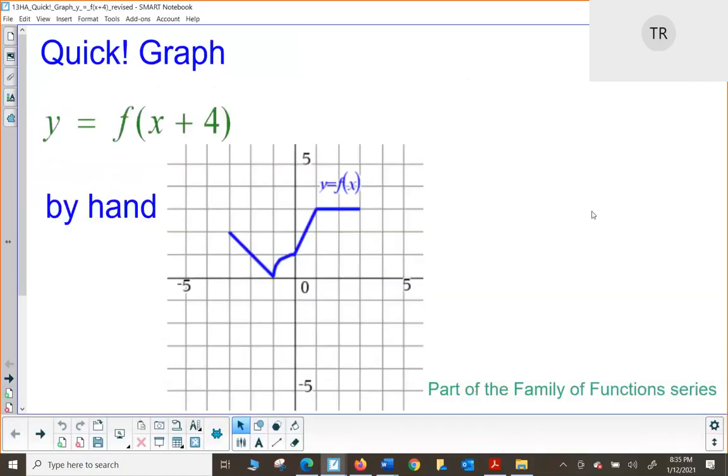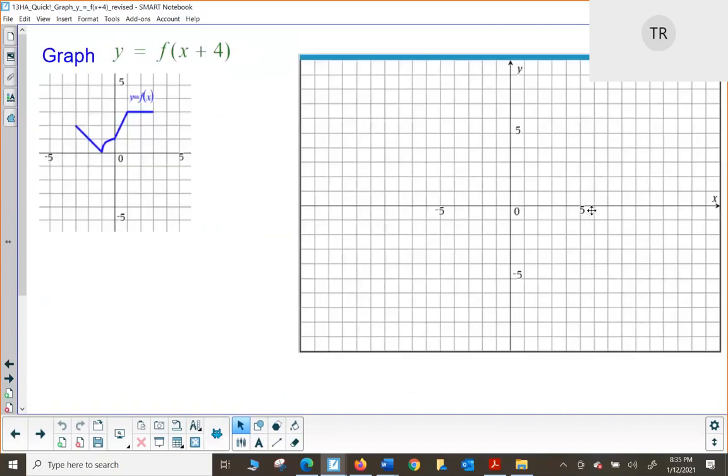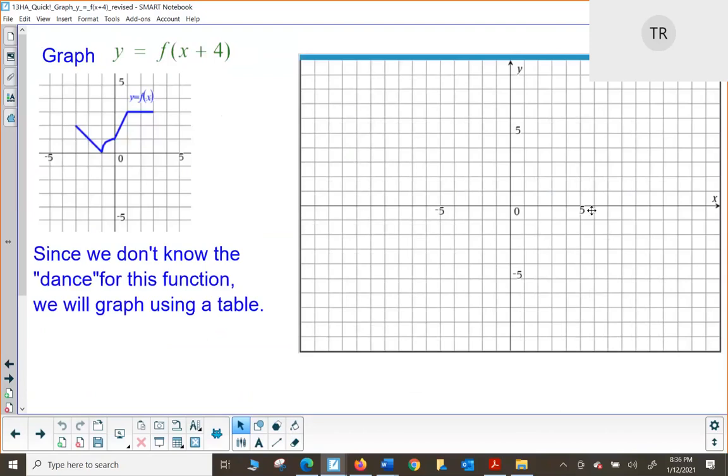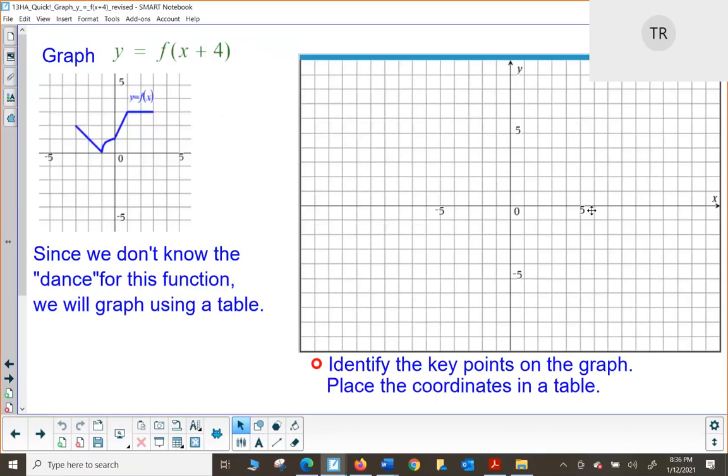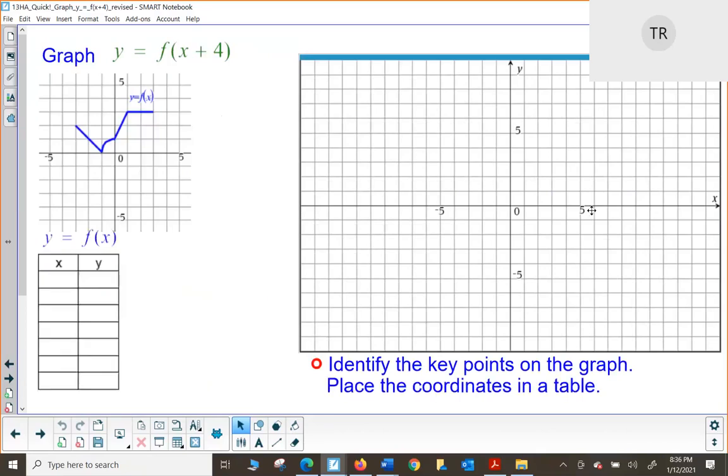Let's look at the generic piecewise function here. How would I graph this by hand? Now this one I can't do by a dance because this isn't one I memorize. There's no way I want to memorize this created function here. So we'll do it by table. We need to identify the key points on the graph and place the coordinates of those points into a table. So let me go ahead and do this. I've got (-3, 2), (-1, 0), (0, 1), and so on. Those are what I would call the 5 key points to trace the graph.